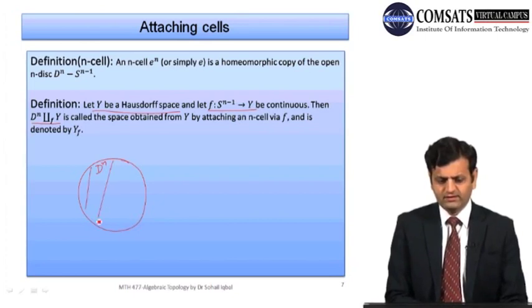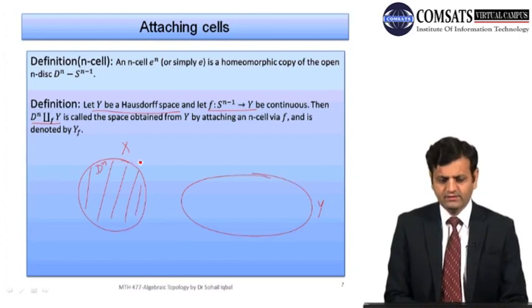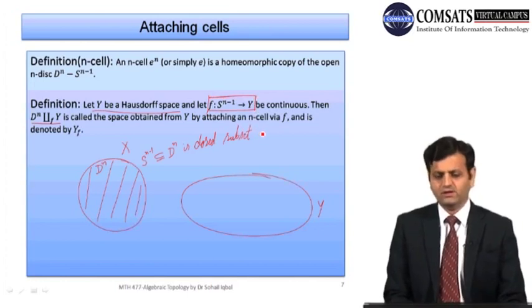Okay, so let's consider this is Dn. In this case this is our space X, and let's say we have a space Y. Over here Sn minus 1, which is inside Dn, is a closed subset. So what we need, if we want to attach the space X to Y, is a continuous function f from Sn minus 1 to Y.